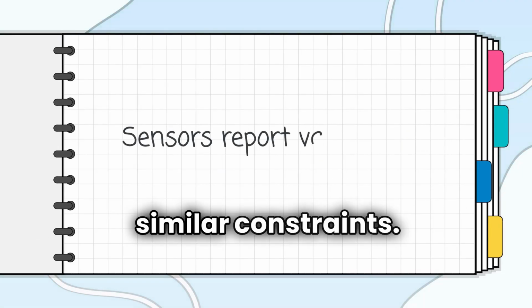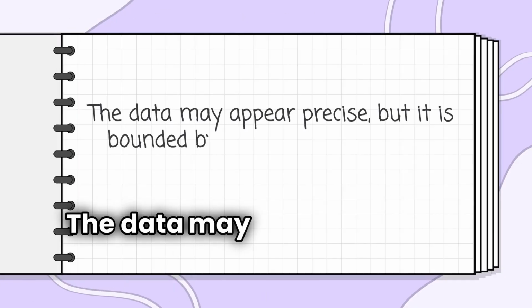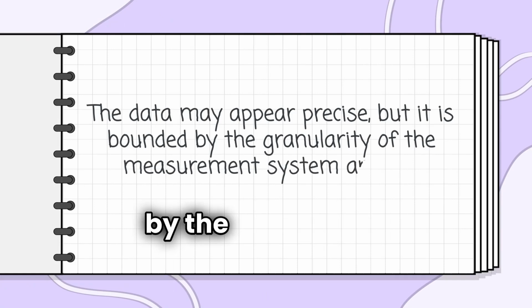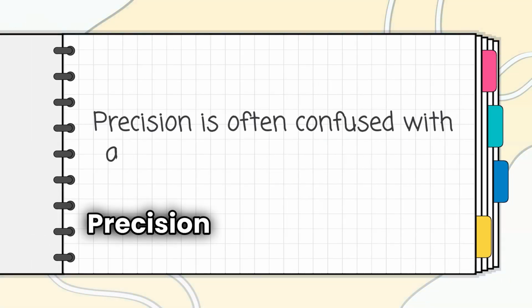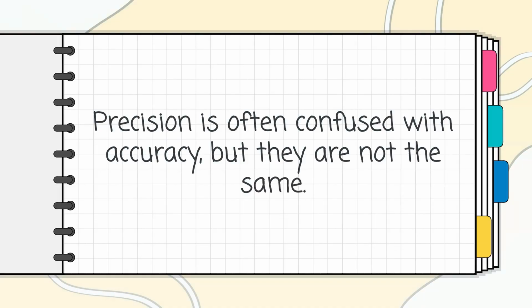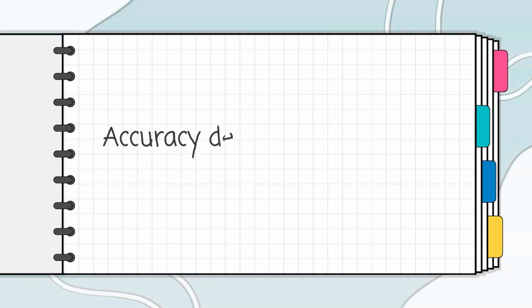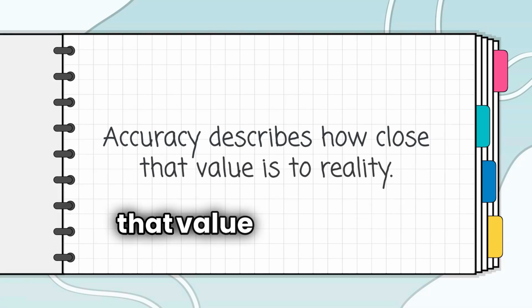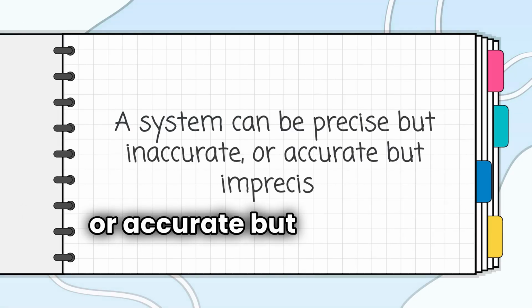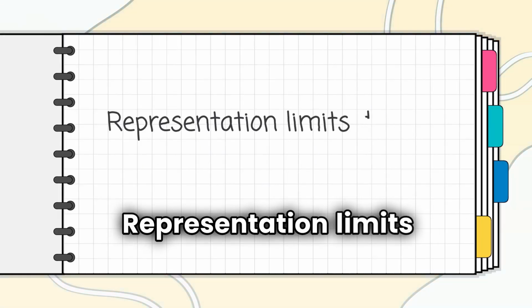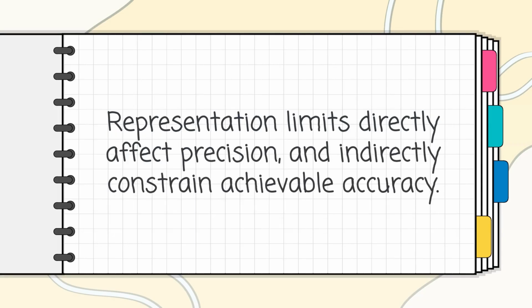Measurements introduce similar constraints. Sensors report values with limited resolution. The data may appear precise, but it is bounded by the granularity of the measurement system and the representation used to store it. Precision is often confused with accuracy, but they are not the same. Precision describes how finely a value is represented. Accuracy describes how close that value is to reality. A system can be precise but inaccurate, or accurate but imprecise. Representation limits directly affect precision and indirectly constrain achievable accuracy.